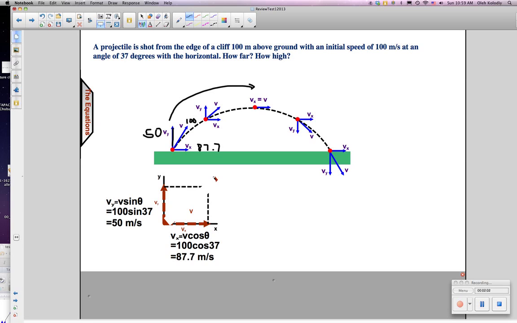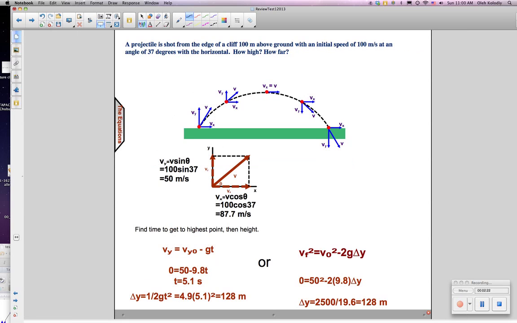And if you use 9.8, you can see that it's actually 5.1 seconds. And basically you're using this equation to calculate that. Now how high does it go in 5.1 seconds? Well, this equation tells you how high it goes. We could have also used this equation to find out how high it goes, knowing the initial velocity is 50 and the final velocity at the top of its path is 0. So putting those in here, 50 and 0, we could have used this equation to calculate delta y of 128 meters.